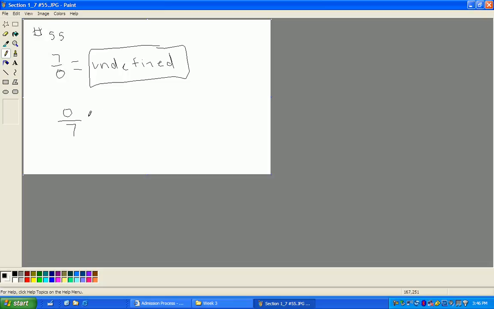Just for fun, let's go ahead and try this one. 0 divided by 7. Well, we know from the rules in the PowerPoint that 0 divided by anything is just equal to 0. Another example is 0 divided by a million. 0 divided by a million is still just equal to 0. So that comes from the PowerPoint slide rules as well. So let me just save this one too.